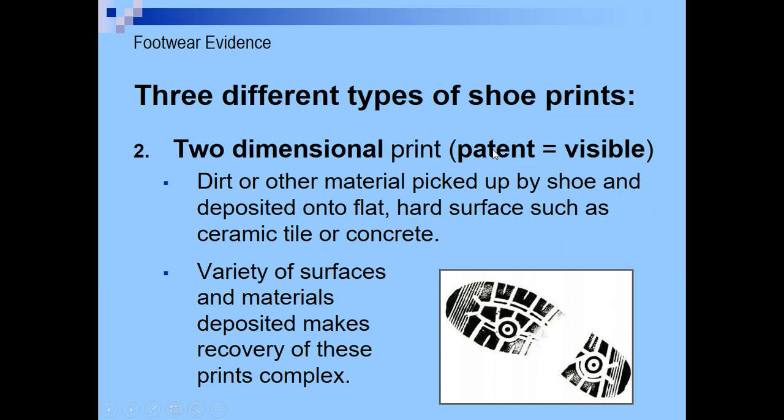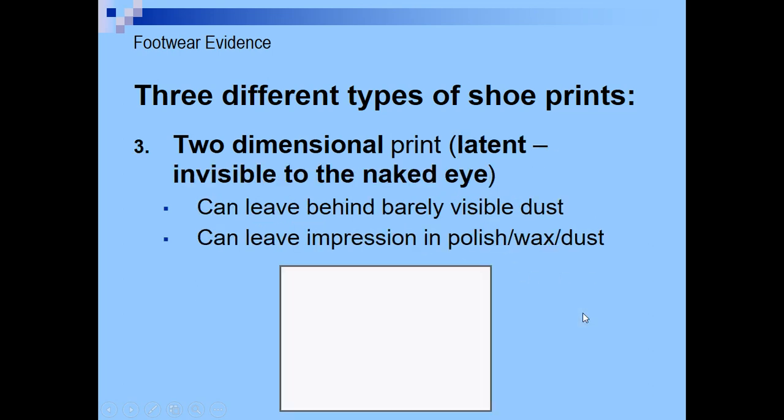So a patent print is a print that's visible, so you can see it, but it's made on a hard surface and it's 2D. Often it's made because of someone stepping in or through a liquid like blood or paint or even water. And so it's visible, it's two-dimensional, it's made on a hard surface. And you again are going to photograph first with the ruler, and then we'll talk later about various ways that you can lift these patent prints.